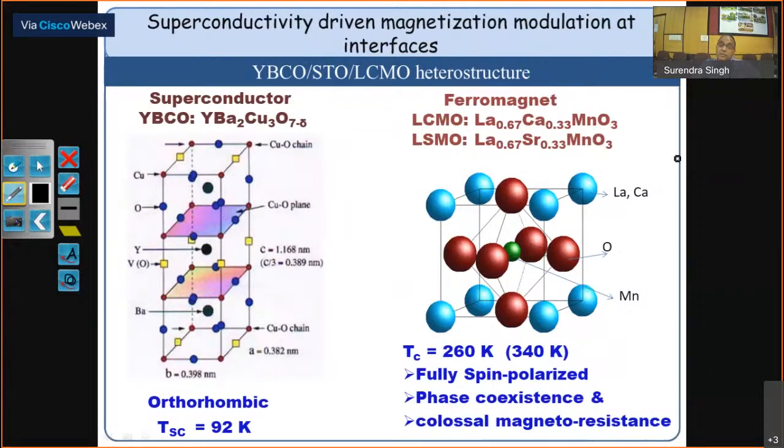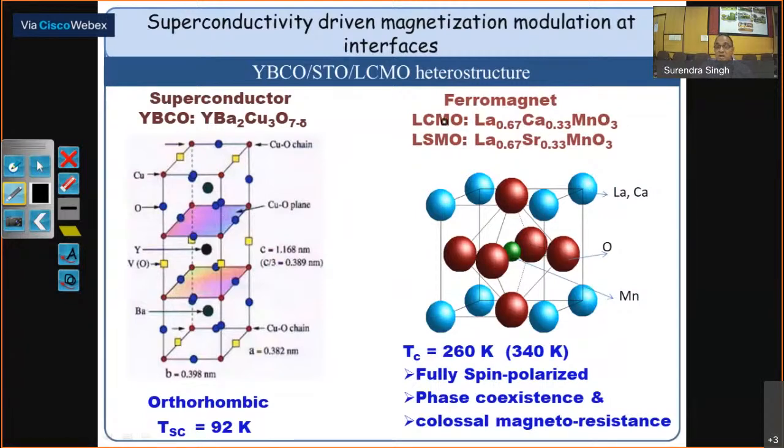I mean, superconductivity driven magnetic modulation at the interfaces. And here we are talking about the YBCO, STO, LCMO, and LSMO heterostructures. So you know the superconductor YBCO. These are the copper planes which are responsible for superconductivity in this. And the superconducting transition temperature, Tc, is 92 K for bulk YBCO, and also for films, sometimes.